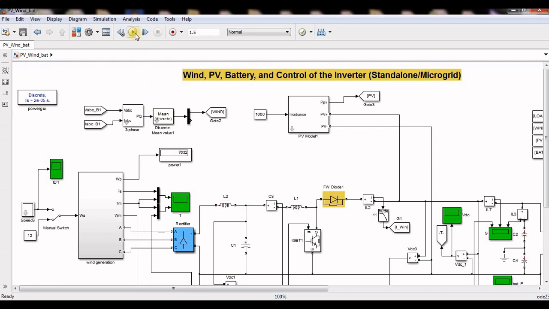Let me first start the model because it will take some time to complete the running process. So before the explanation, I started this model. See, now it is running fine. And see, two renewable energy sources are there, but according to your wish, you can connect many renewable energy sources, or even multiple PV systems or multiple wind systems to the common DC link.